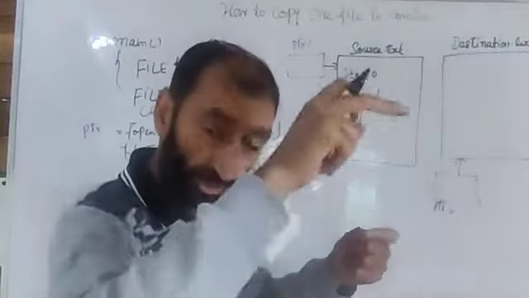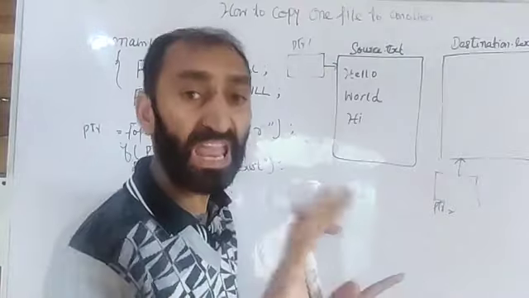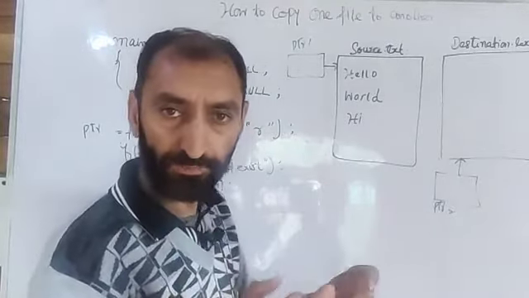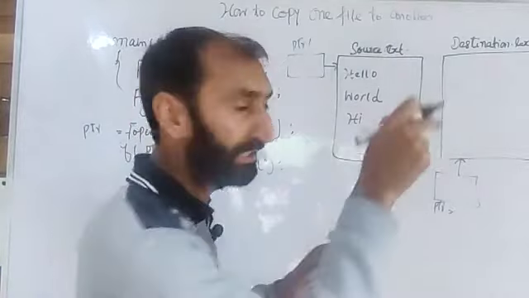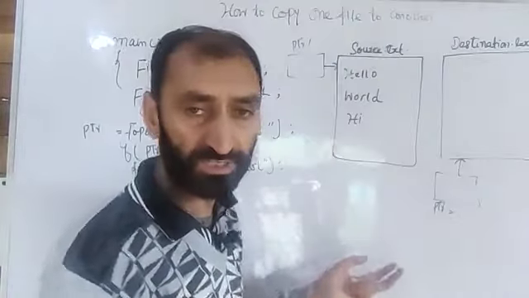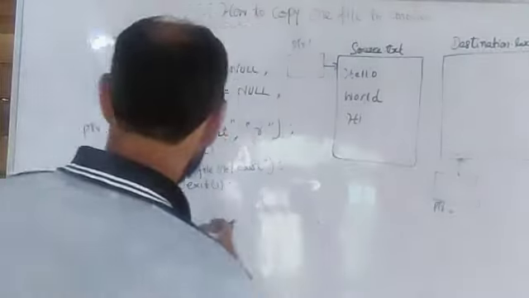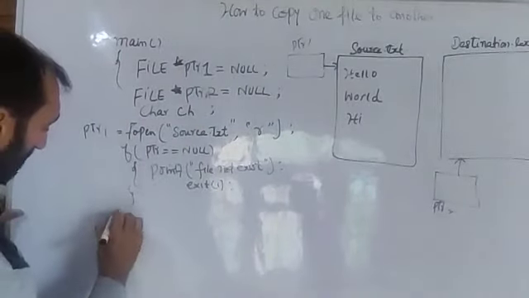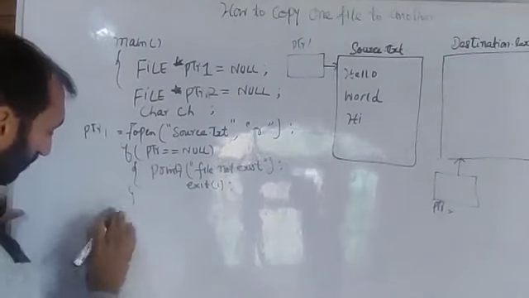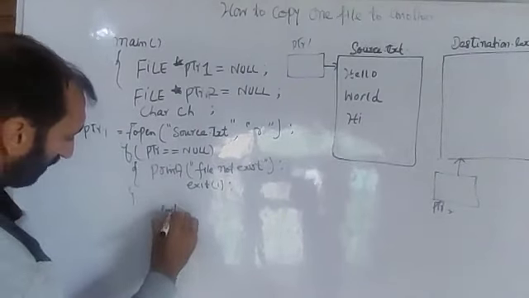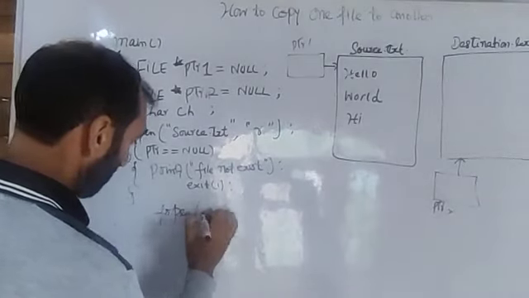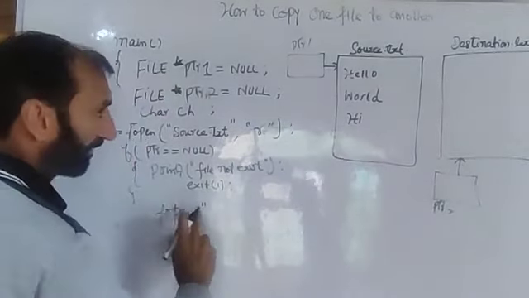That means we have to load the copy of those contents into the RAM, and only then can we perform operations on the RAM. We cannot perform any operation on the file directly in the hard disk, which we have already discussed. So after that, this is PTR1. PTR2 equals fopen, here only. With fopen, we are going to open the other file.